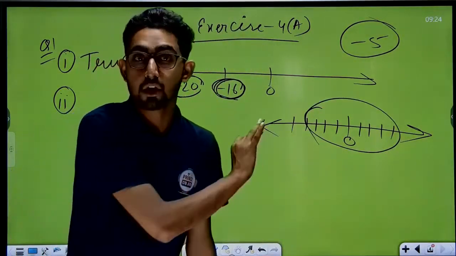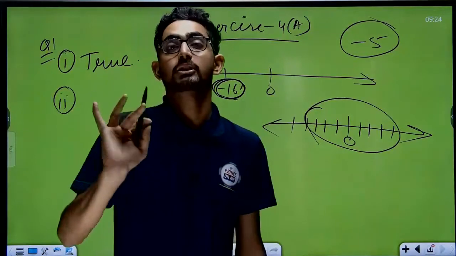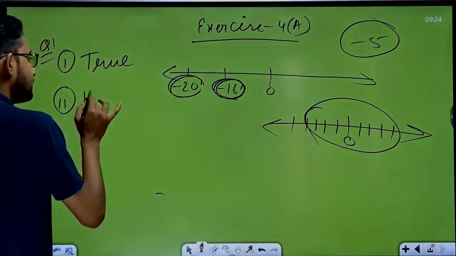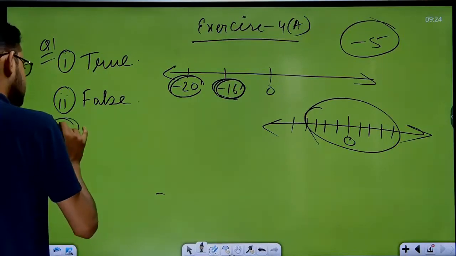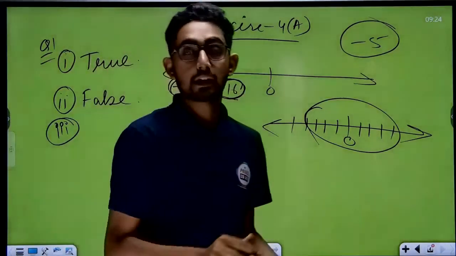So how is it possible to be in between minus 4 and 4? It is not coming, 100% not coming. That's why this is a false statement. This is false. Now third part.